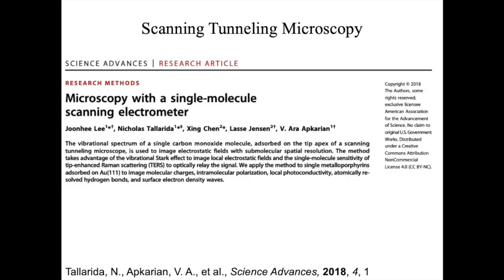So in this paper by a friend of mine from graduate school, Nicholas Talarita, who is a member of the Apicarian Lab at the University of California, Irvine, they use a scanning tunneling microscope to get a topology image of a metalloporphyrin, which is really cool. So here is some of the amazing things that you can do with a scanning tunneling microscope.